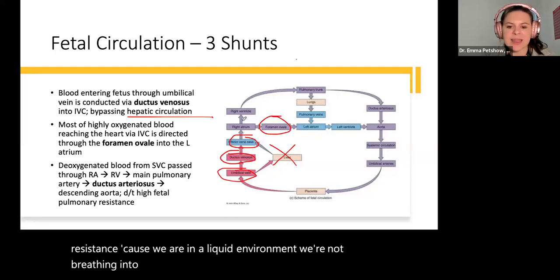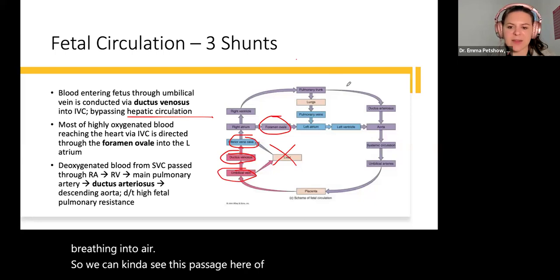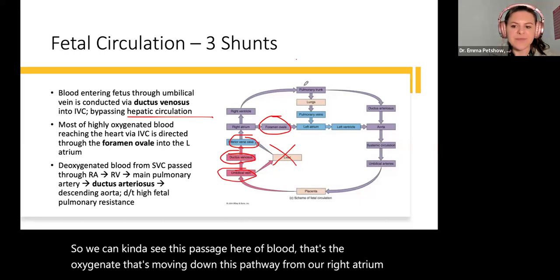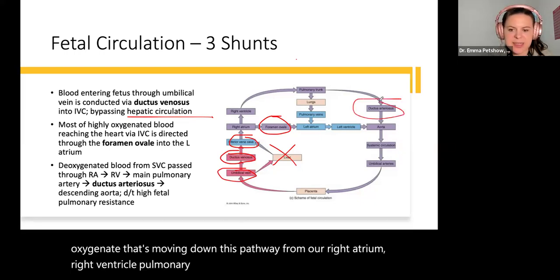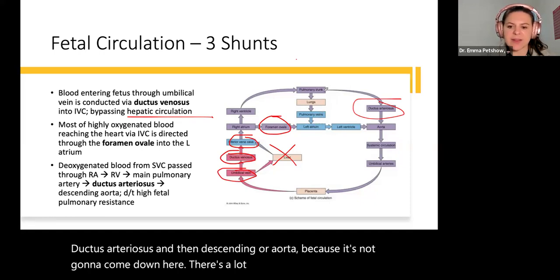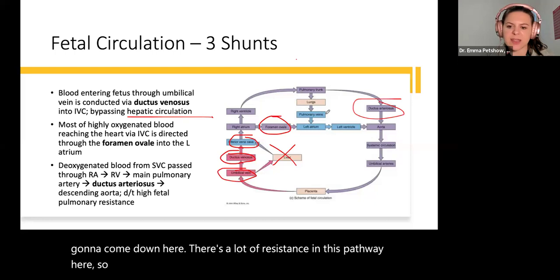So we can see this passage here of blood that's deoxygenated, moving down this pathway from right atrium, right ventricle, pulmonary artery, ductus arteriosus, and then descending aorta, because it's not going to come down here. There's a lot of resistance in this pathway here. So it doesn't want to go down this shunt. It skips this pathway for the most part.